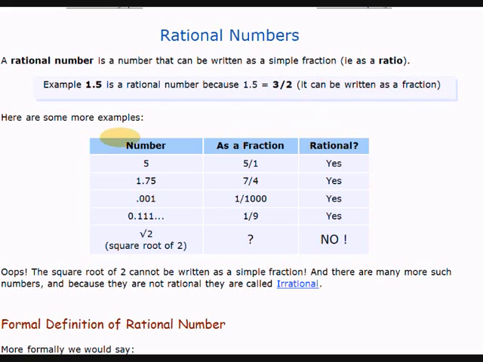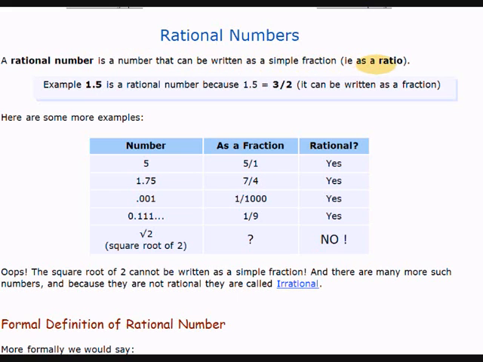Okay, here are some more examples of rational numbers. 5, a whole number 5, is also a fraction. We can write 5 as 5 divided by 1. Is it a rational number? Yes, a whole number is also a rational number. 1.75, it can be written as a fraction. How can it be written? 7/4. You remember the rule: a rational number is a number that can be written as a simple fraction.